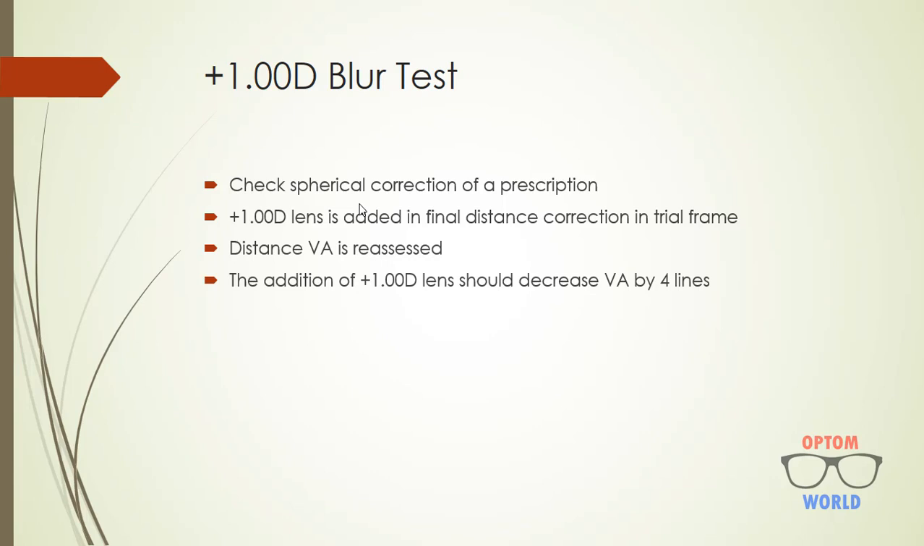The rule you should remember is that the addition of a +1 lens should decrease visual acuity by 4 lines of the Snellen chart. It means that if visual acuity at the end of subjective refraction is 6/6, then with the +1 lens it should drop to 6/18. If this is the case, it means that the spherical correction of your prescription is correct. Now let us see what the other possibilities are.